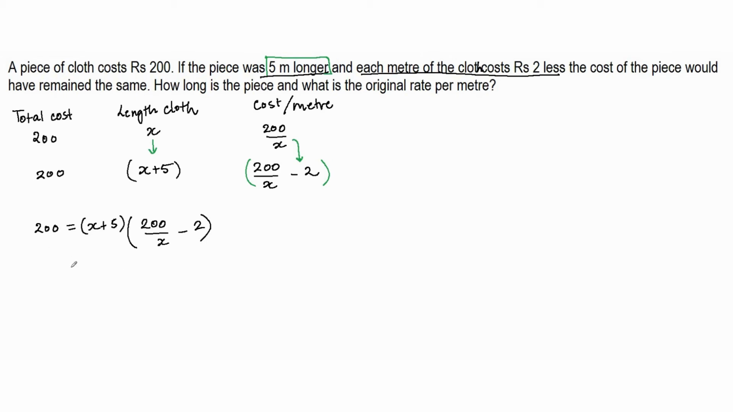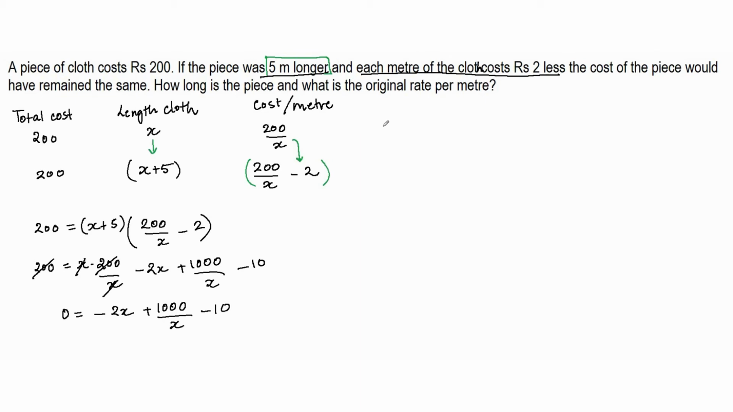And now we can definitely open up the bracket. So we get 200 equals x into 200 upon x. X into minus 2 is minus 2x. 5 into 200 upon x is 1000 upon x. And 5 into minus 2 is minus 10, right? Now again x and x cancels and 200 cancels. Therefore I get 0 equals minus 2x plus 1000 upon x minus 10.